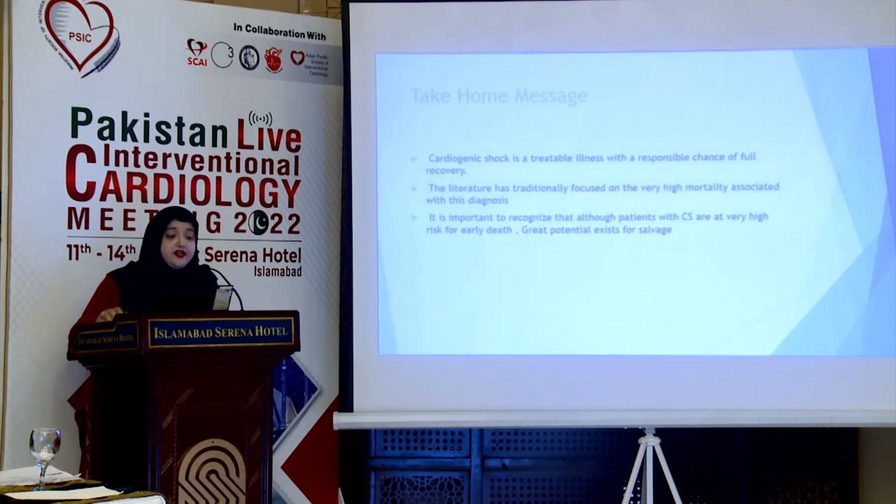This is my last slide. Take-home message. Cardiogenic shock is a treatable illness with a chance of full recovery. The literature shows high mortality. It is important to recognize that although patients with cardiogenic shock are at very high risk for early death, great potential exists for salvage. This is your take-home message.